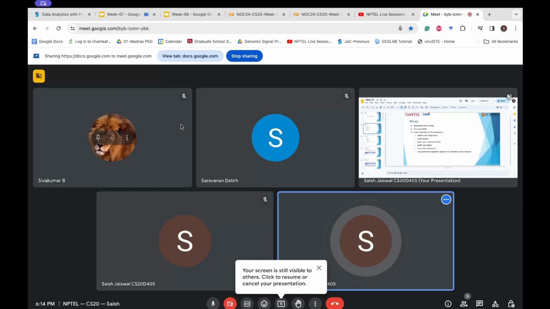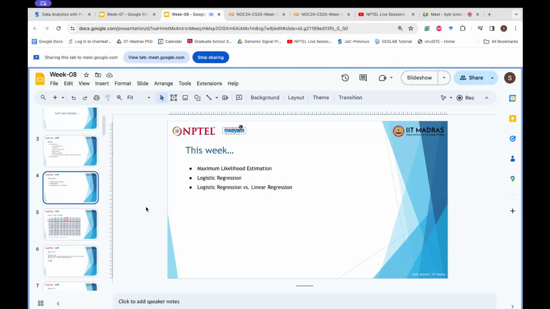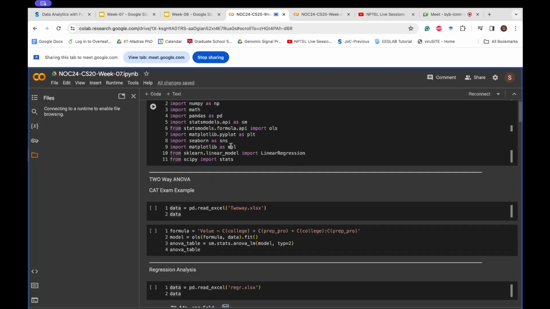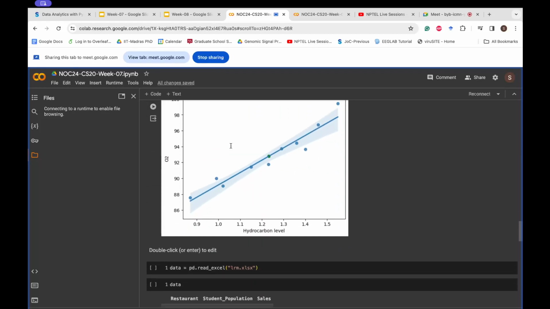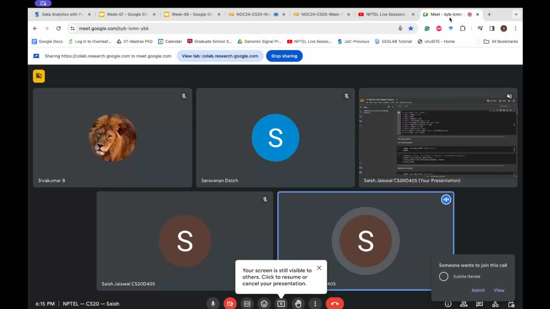We'll move on to maximum likelihood estimation and logistic regression this week. Before that, let me see if any of the topics is left. Okay, so let us quickly do the recap of this Python notebook.